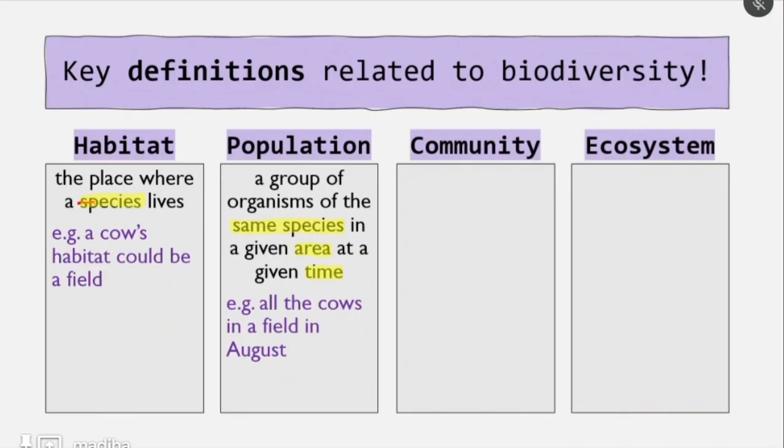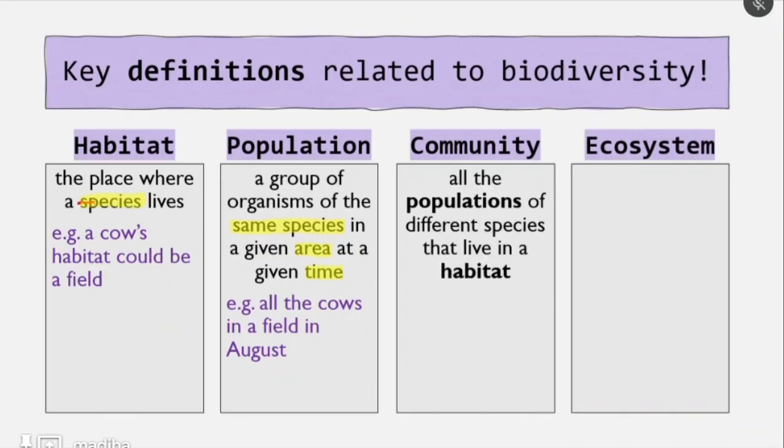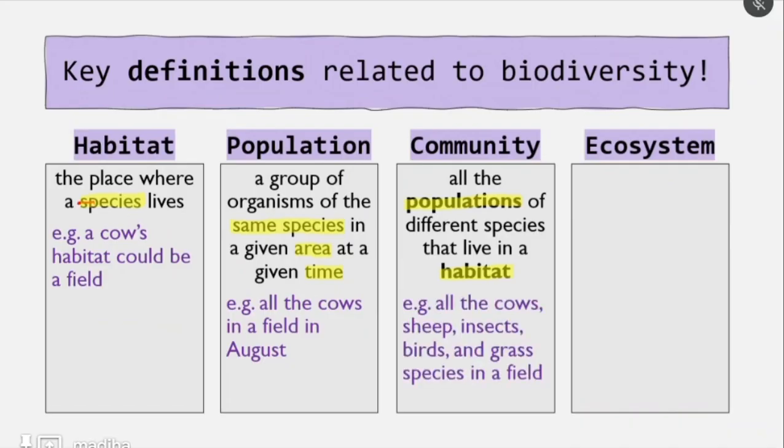And then we've got a community. A community is all of the populations of different species that live in a habitat. So we're using the 2 definitions we've done before. Again with an example, it would be all of the cows, all of the sheep, the insects, the birds, even the grass species, everything in that field, all the different species in that one habitat. That is what a community is.